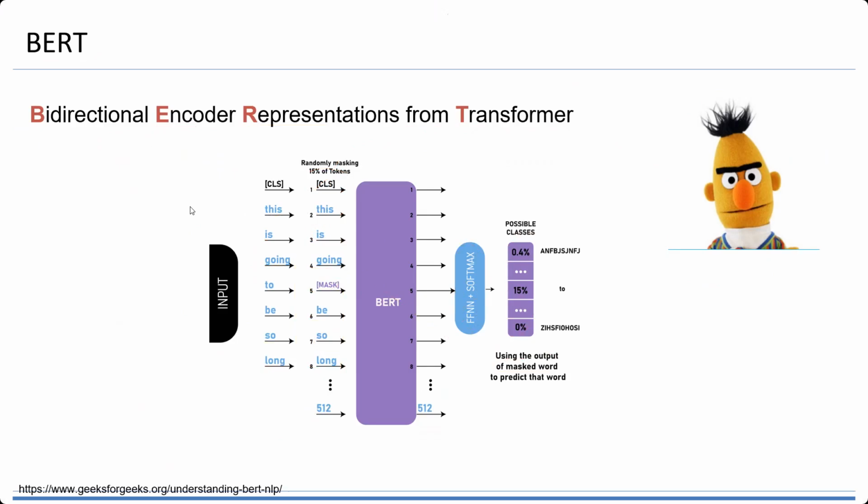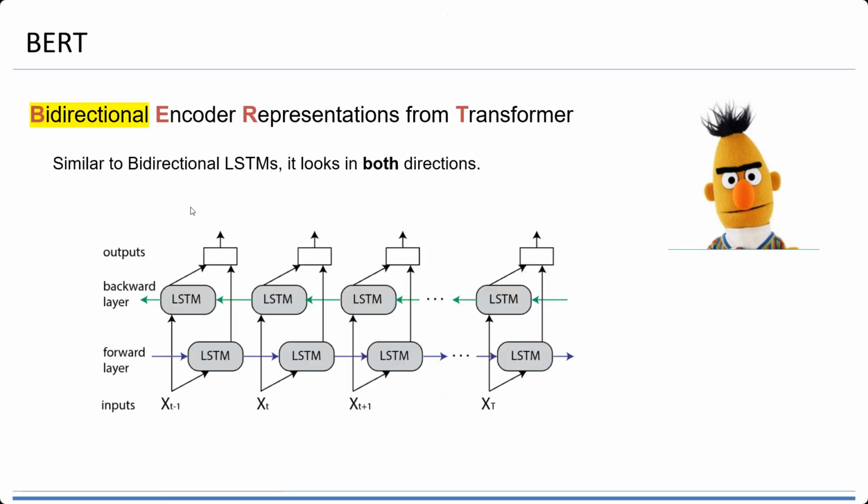So let's take a look. The word bidirectional. What does it mean by bidirectional? Bi means it is not one direction, but it also considers two directions, forward and backward. The idea is similar to the bidirectional LSTM. It looks in both directions. So we have the forward layer and we have the backward layer.